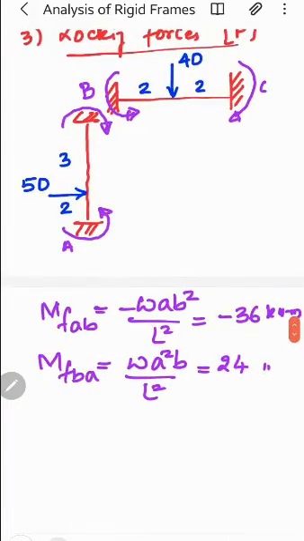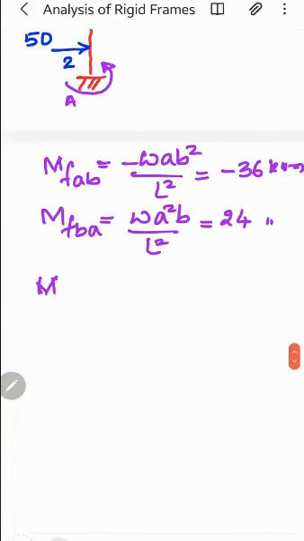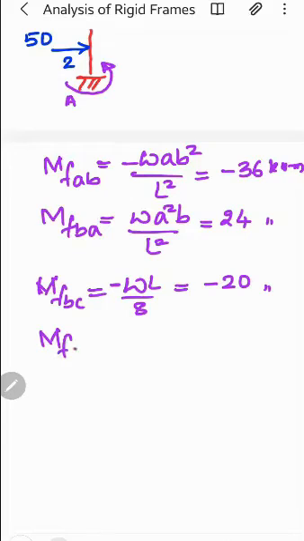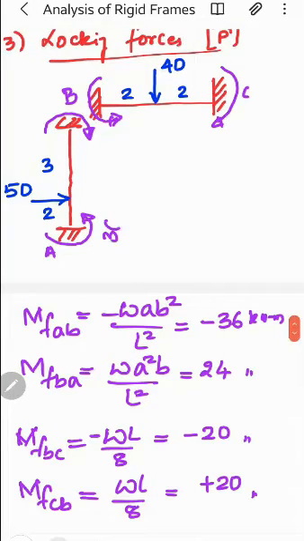And BC, it is central point load. MFBC is equal to minus WL by 8. So it will be minus 20. And MFCB will be plus WL by 8. It will be plus 20. So that means this is 36. This is 24. And this is 20 and 20. I have not shown minus plus sign because I have shown the directions. So these are the fixed end moments.